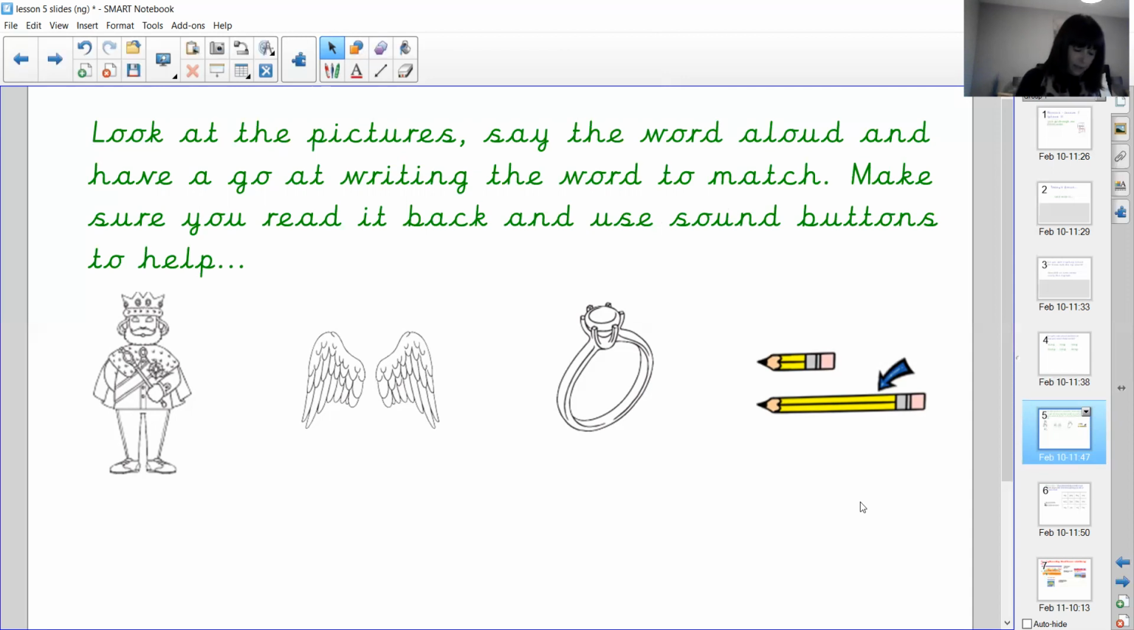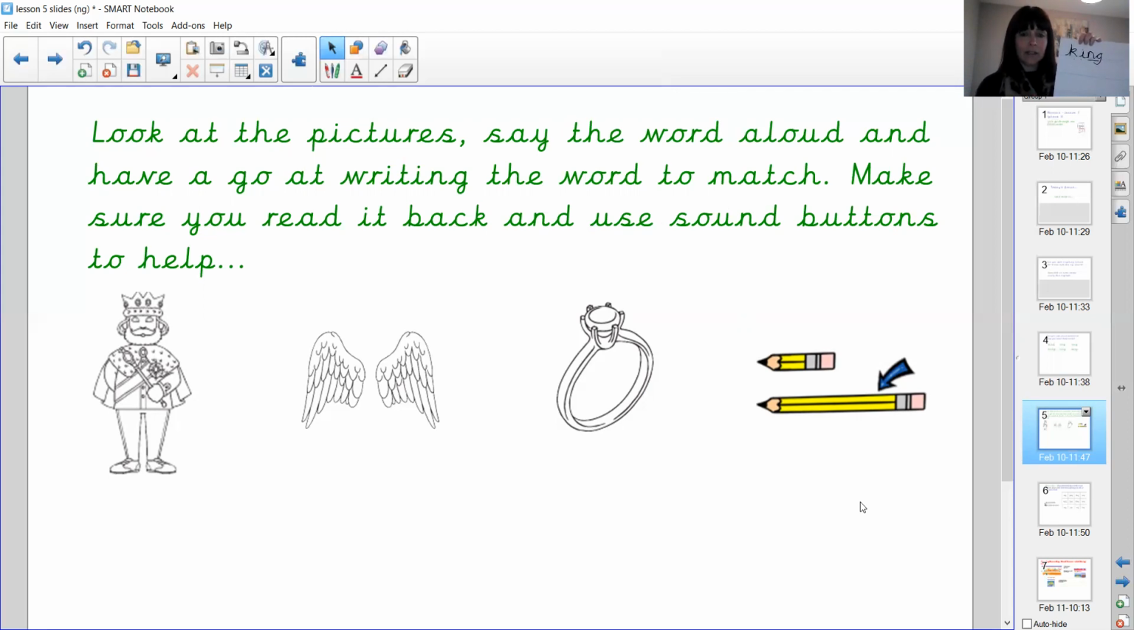Right, let's have a go and see if you got those right. So what's the picture? What's the first picture? It is a king, isn't it? So we need a k, i, ng. K, i, ng. So we've got the 3 sounds like I mentioned in the word king. Hopefully you got that right. Give yourself a tick on your piece of paper or whiteboard if you've got that.